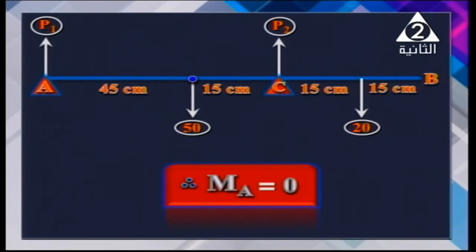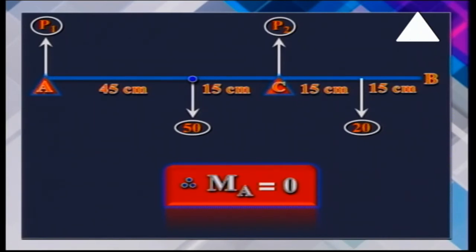What is the moment about A? We have four forces: P1, P2, 50, and 20. But the moment of P1 in this case equals 0. Why? Because P1 is the force acting at the point A, and we know that if a force acts at a point or passes through the point, the moment of this force about this point equals 0. Then we have three forces: P2, 20, and 50.